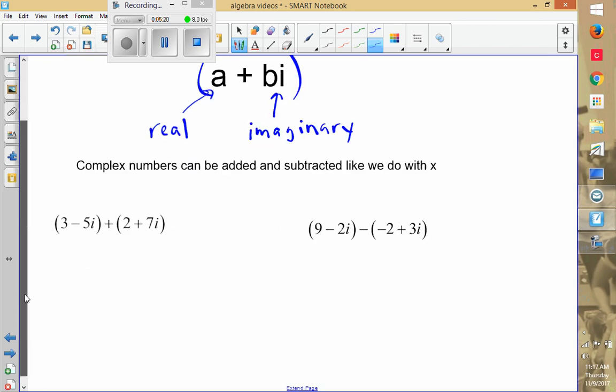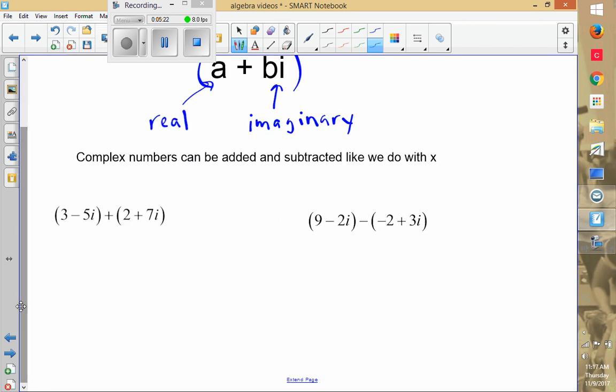So if I have two complex numbers and I'm adding them together, you're adding like terms like you've done with x all along in your math classes. So I would have 3 plus 2. Those are the two real numbers. I add them together. And then I add the two imaginary numbers together. Treat it like an x. If I had negative 5x and 7x, I would be able to add them. So I have negative 5i and 7i, which add together to be 2i.